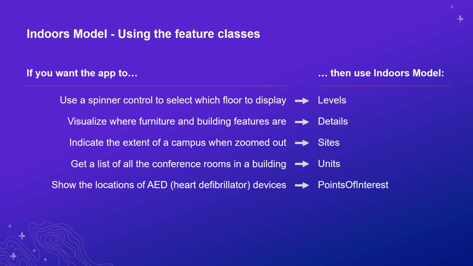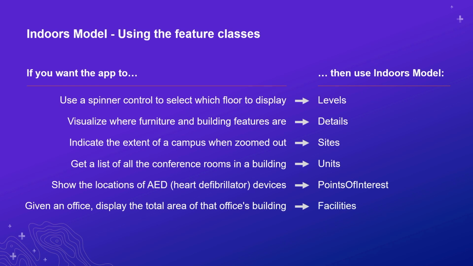Now, this last one's tricky. What if we want to give the app an office number and have it tell us the total square footage of the building in which that office is located? The square footage of the building is in the Facilities feature class, but the office numbers are in the Units feature class. Many kinds of app functionality require relating features in one of the Indoors feature classes to features in a different feature class.